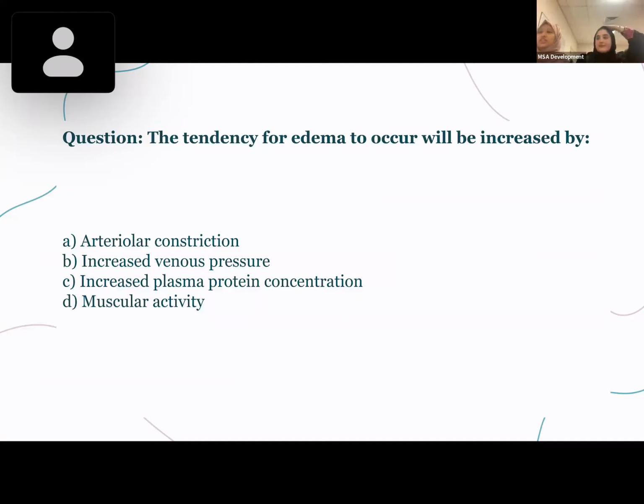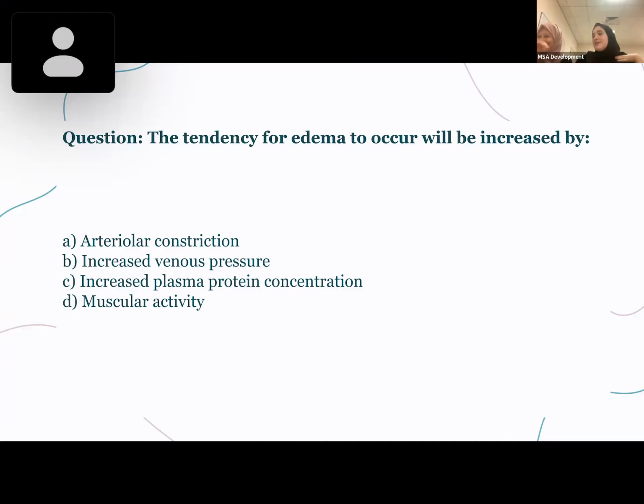Okay, so the next question: the tendency for edema to occur will be increased by which condition? Arteriolar constriction, increased venous pressure, increased plasma protein concentration, or muscular activity? A, C, C, C, B.